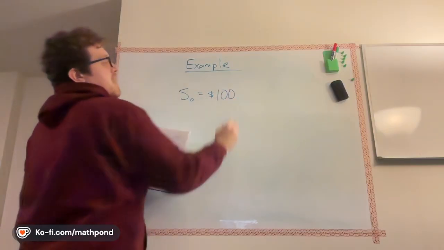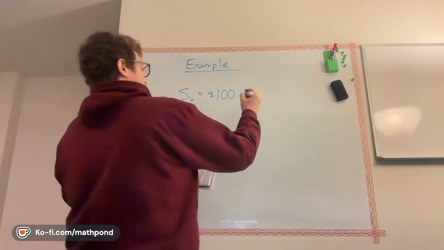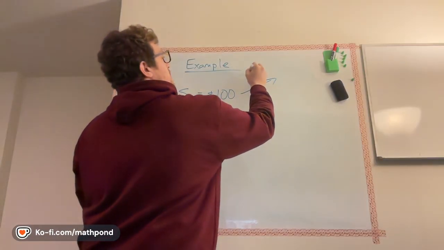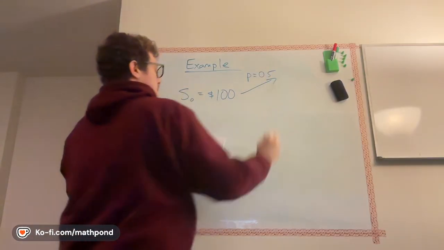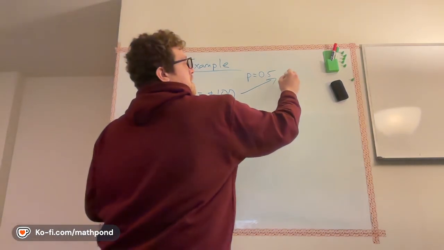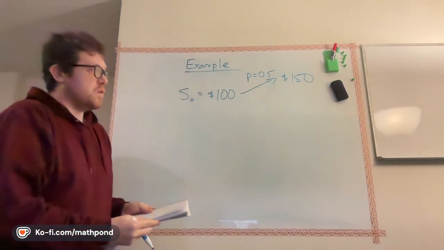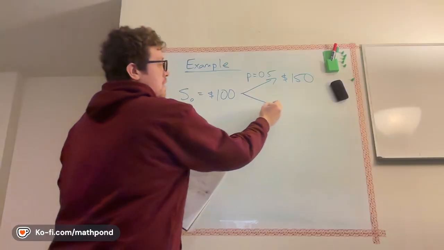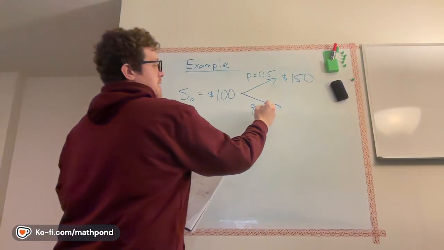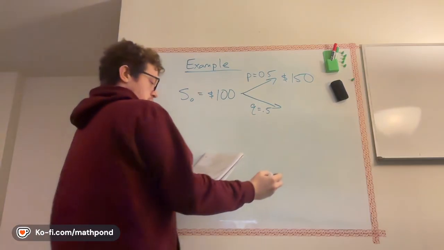So let's say we have a stock, it starts at $100, and it has a 50% chance of increasing to $150 at the end of the year. Let's say the time period is just 1 year. So 1 unit, 1 year. And it also has a 50% chance of going down to $80.